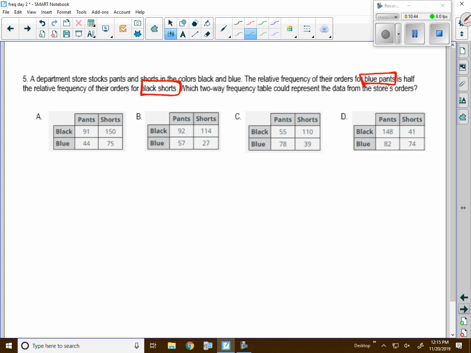Which one represents that? So if you look, you want black shorts and blue pants. So this is where you're looking. You have to be able to narrow that down. Then you find which one is blue half of black. Yep, it's going to be B. Because think about it, if blue is half black, black is going to be the bigger number. So that would be B. So it can be tricky. You just got to really be thorough in your reading.